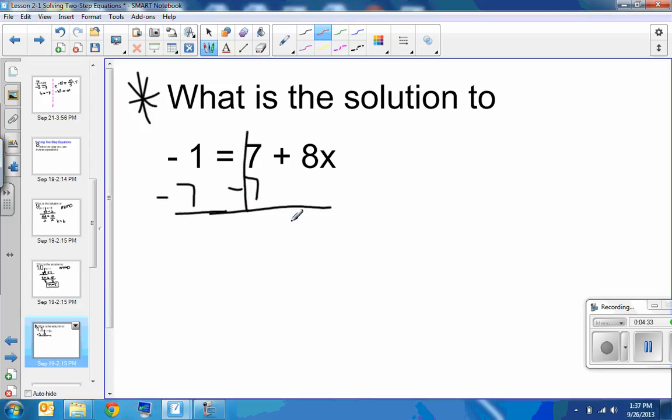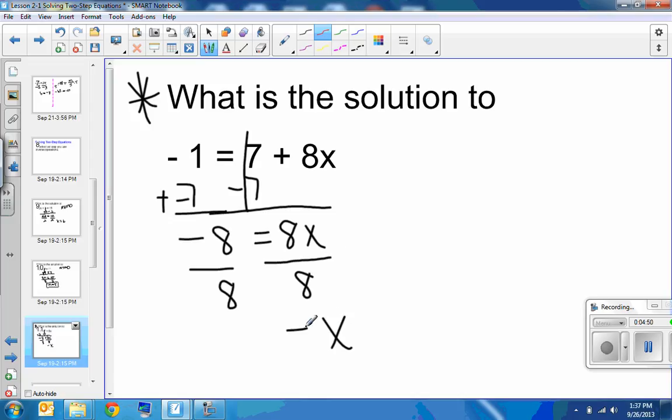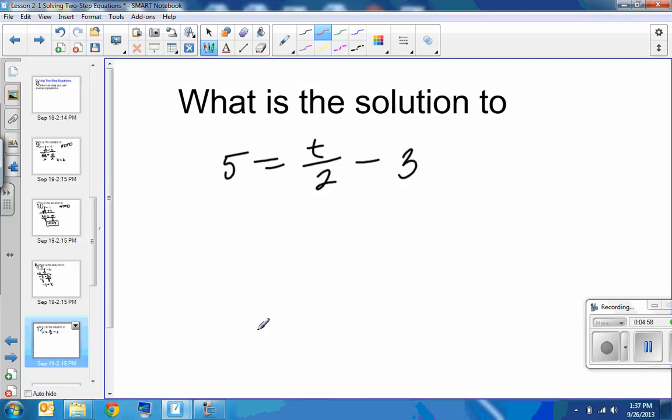This cancels. I bring down 8x equals negative 1 minus 7. Keep, flip, change to get negative 8. Then the opposite of multiplying is dividing. I always divide by the number that's next to the variable, and x equals negative 1, because a negative divided by a positive is a negative. So for this one, again, we add or subtract first, then multiply or divide.